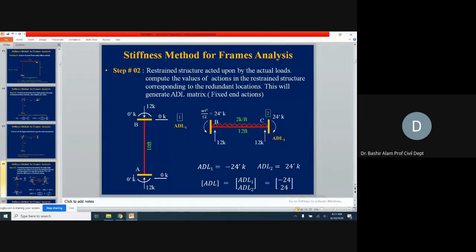Now at A, we already have a support. So what will happen? This 12 is going to be balanced by this 12 kip now. So this is how this 12 kip is moving to this support A. And we see now the joint is in equilibrium as well as the member is also in equilibrium.